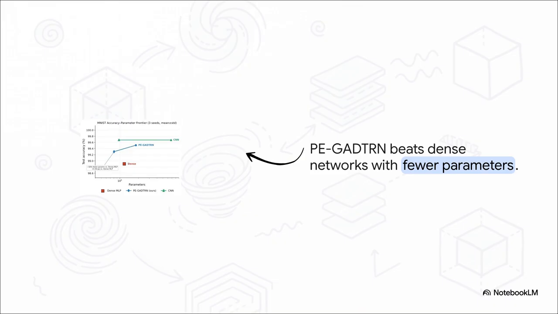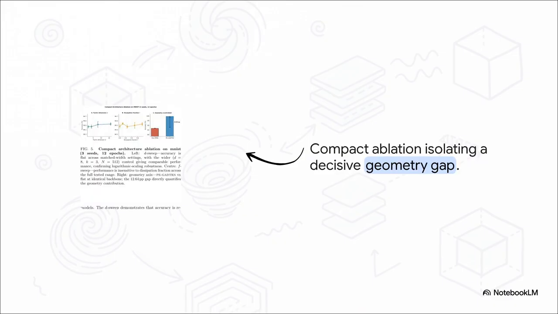When tested on the MNIST dataset, PEGDTRN effortlessly beats the standard dense multi-layer perceptron baseline, and it does it while using 32% fewer parameters. But how do we know for sure it's the geometry doing the heavy lifting, and not just the baseline DTRN structure? Well, the researchers ran a controlled ablation study. They removed that geometry-aware mixing component, basically reverting it back to a flat DTRN.